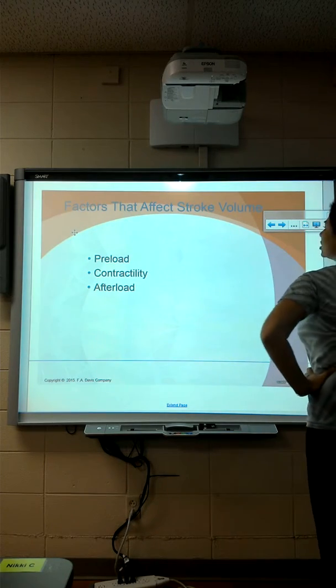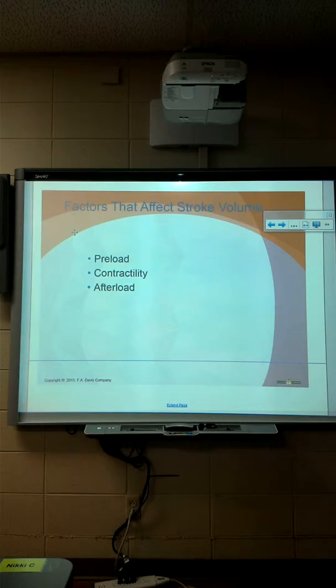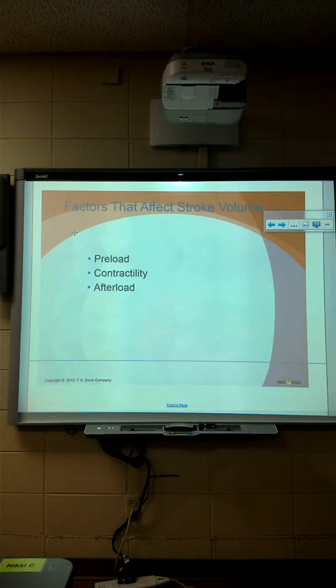Okay, so let's look at what preload is. The good example they give you in the book is a rubber band. So preload is the stretch of that heart, the stretch of that heart right before it contracts. So preload is how far you have to stretch back.